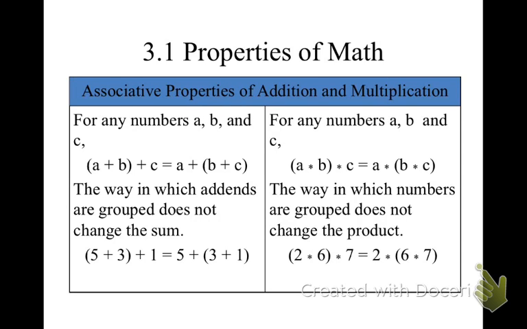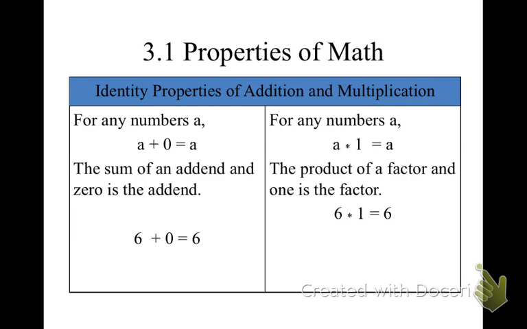For associative, for addition and multiplication, it's talking about grouping. The way that the numbers are grouped for addition or the way they are grouped for multiplication will not change the sum or the product. So it's important to look for parentheses, but more importantly, look at what numbers are in the parentheses. And in order for it to be an associative property, there has to be different numbers on each side of the equal sign when you're trying to solve these or identify these.